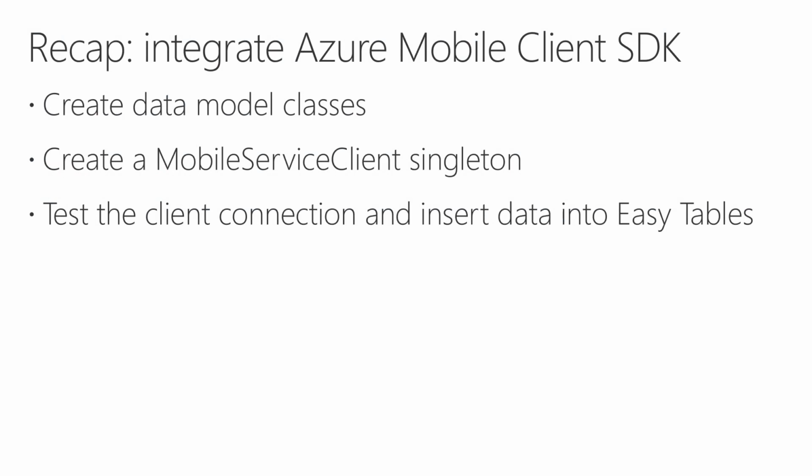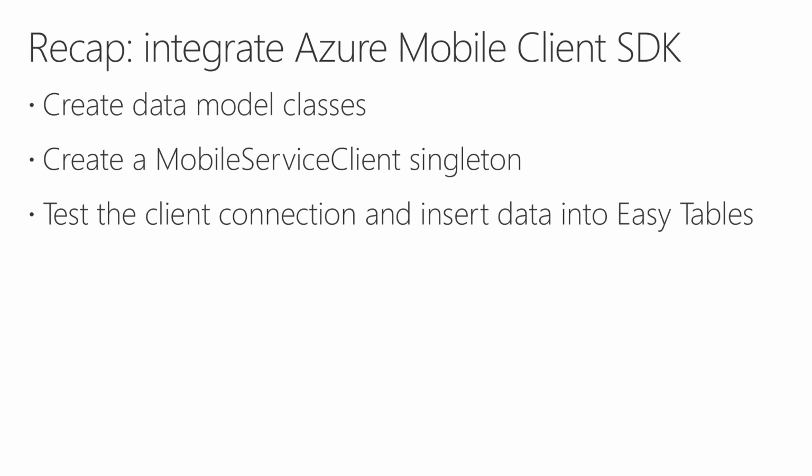So in this last demonstration, what we did was we created data model classes, and these had to have the properties that corresponded to the data that we wanted to send into our Easy Table. The other important thing here was that they had to be named just like the Easy Tables were named on Azure. So we had HighScoreInfo for our leaderboard, and we had CrashInfo for our crash telemetry.